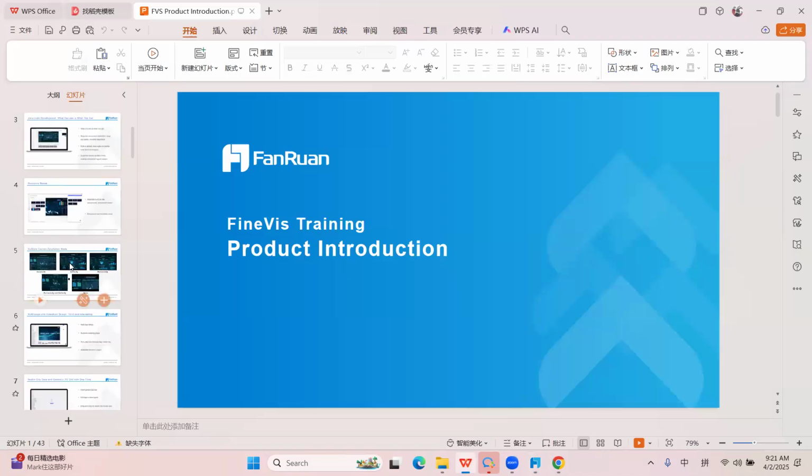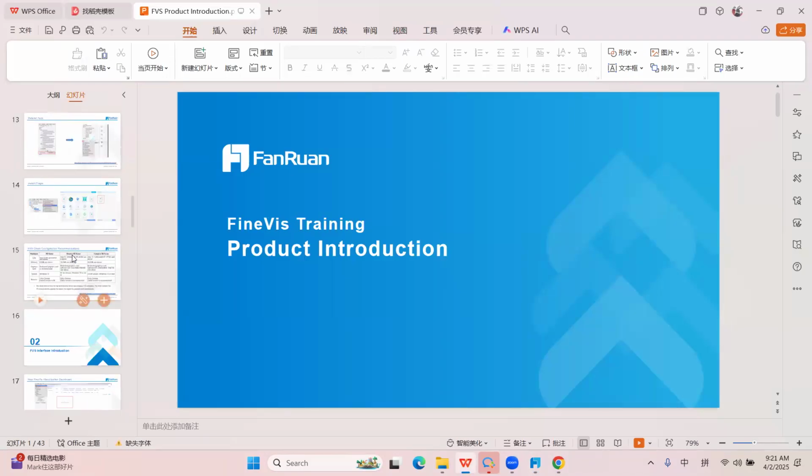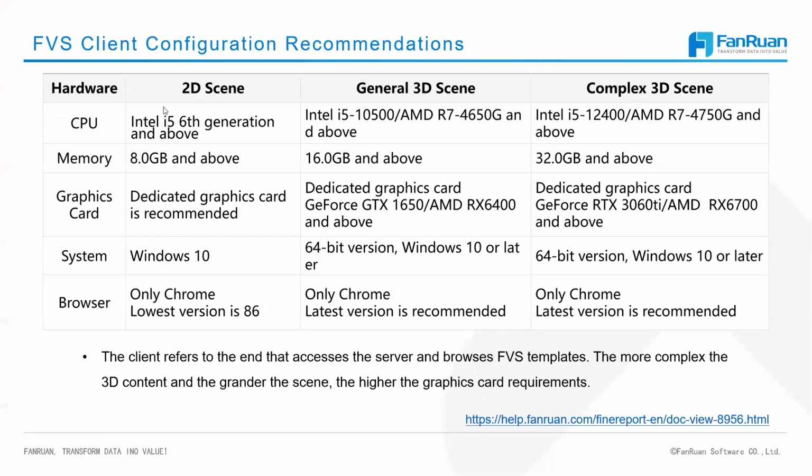So exactly what requirements do we need? Here, you can check here. This is the hardware requirement, and this is for when you only need the 2D scene. But if you need to achieve some complex 3D scene, these are the requirements that you need to have. If you don't have these requirements, you might experience a very low speed when you preview the dashboard or edit your dashboard. So this is our recommendation.